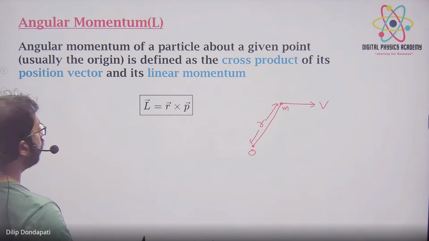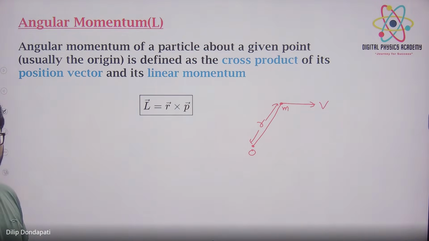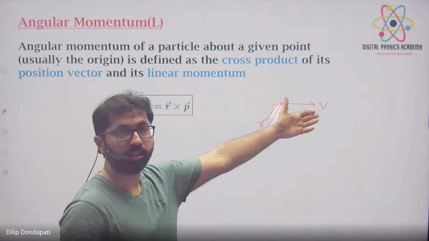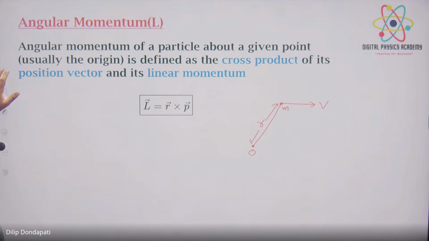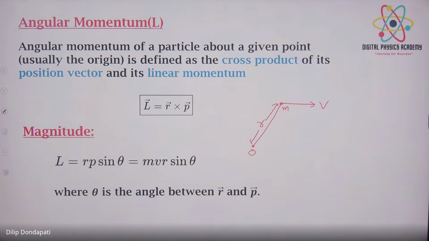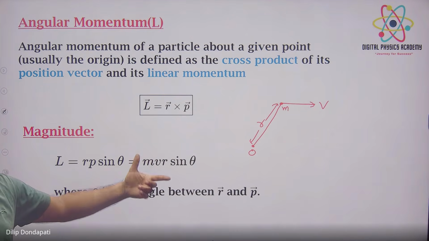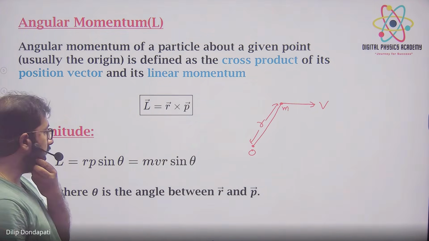If you expand r cross p, the magnitude is r p sin theta, and p in terms of mass and velocity is m into v. So the magnitude is rp sin theta, which is mvr sin theta. Very famous formula: mvr sin theta is the formula for angular momentum. And theta is the angle between r and p.